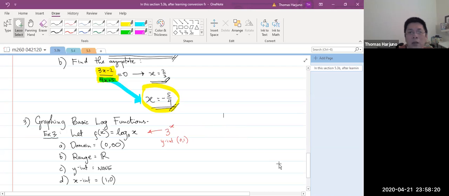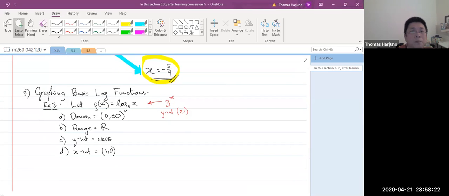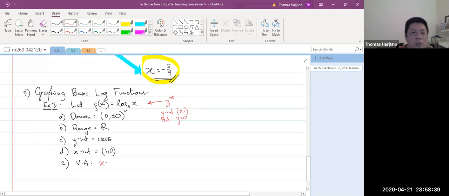Now then, a bit further, the vertical asymptote. Then we look at the horizontal asymptote here. The horizontal asymptote here is y equals 0. So the vertical asymptote will be x equals 0.